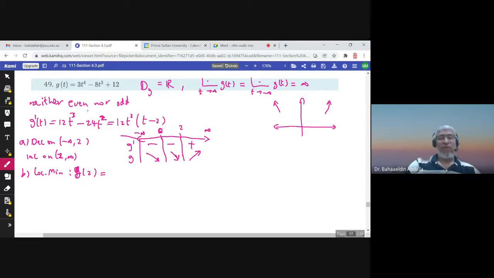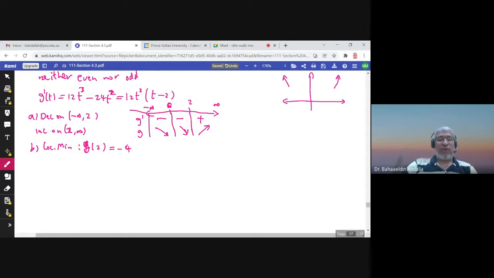And I can find g of 2 by replacing t by 2, so 3 times 2 to the power 4 minus 8 times 2 to the power 3 plus 12. And the answer is negative 4. So negative 4 is a local minimum, and there is no local maximum. All right, let us find g double prime of t.